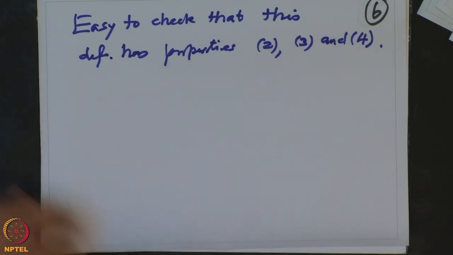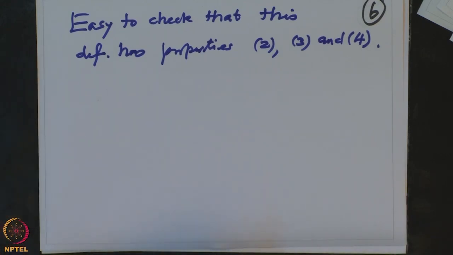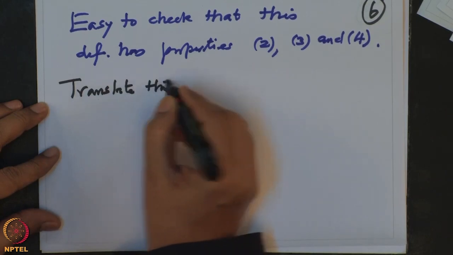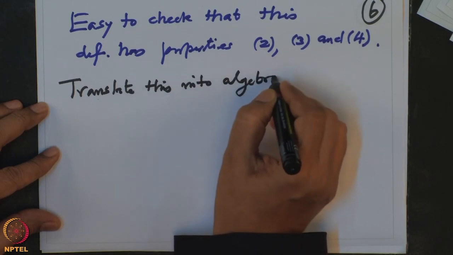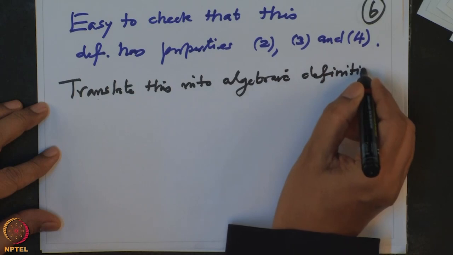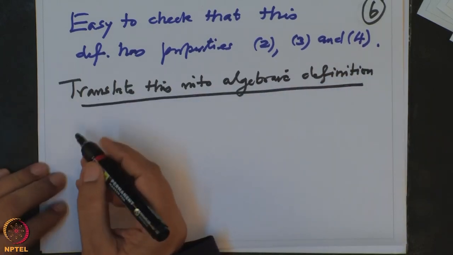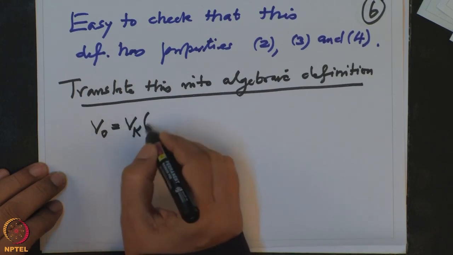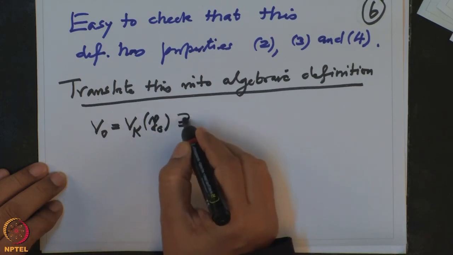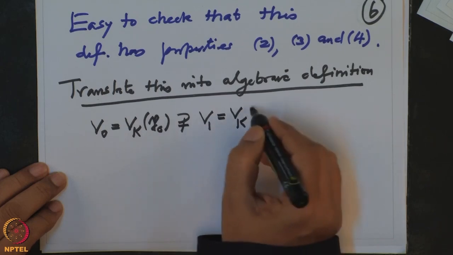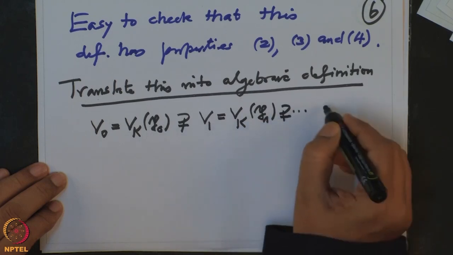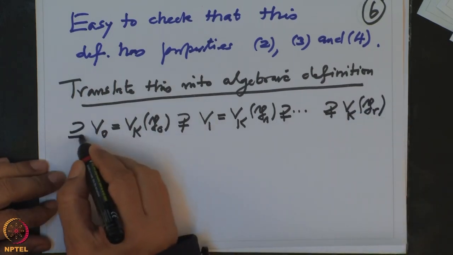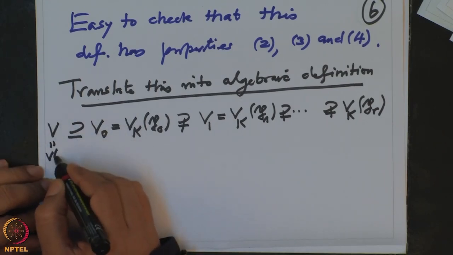And now when I want to translate this to an algebraic definition, how do I translate it to algebra? So that means I have to translate a chain. So V0, which is irreducible, therefore it is Vk of some prime ideal P0. And then containing V1, V1 is irreducible, therefore it is Vk of some prime ideal P1, and so on. And then this Vk of prime ideal PR. This chain I have given, they are irreducible subsets of the given V. V was Vk of A.